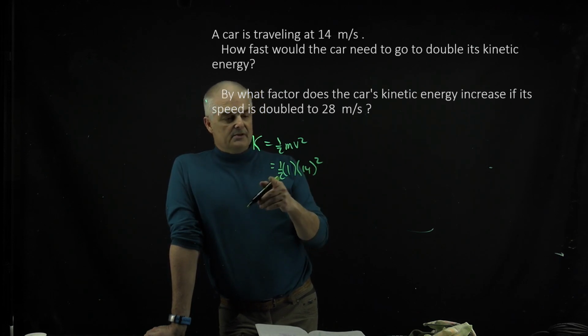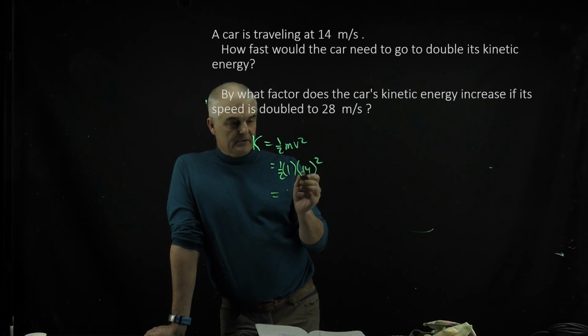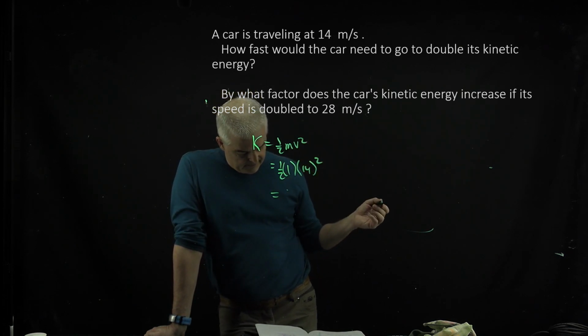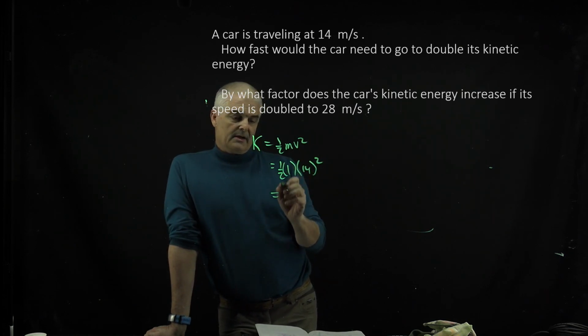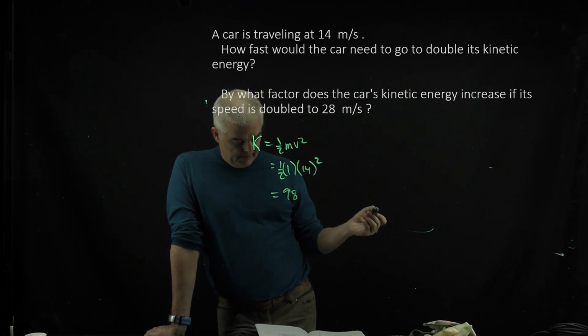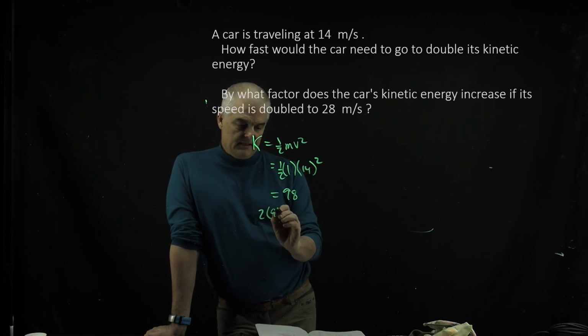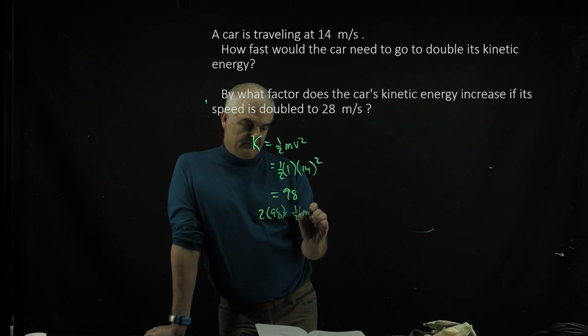And then you double that number. Whatever this comes out to be, I don't know what 14 squared times 1/2 is, then you'll set that equal to double that number. So let's say, I did actually find it, it was 98. So I got 98. And then if I double 98, I say 2 times 98 equals 1/2 times mv squared.